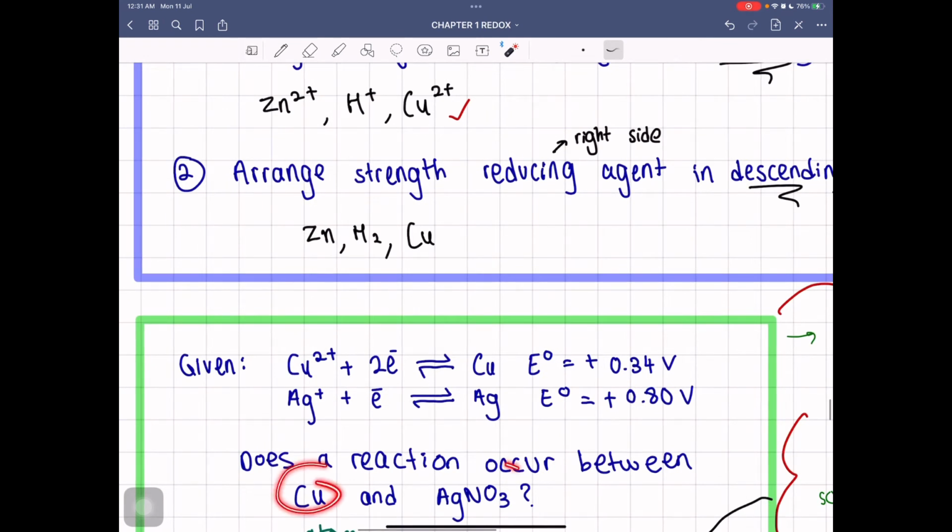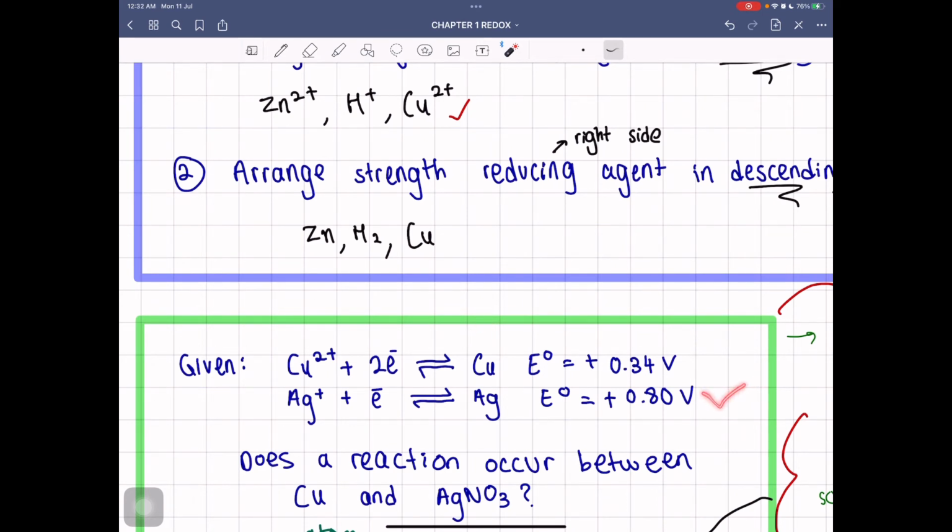So to find out whether or not a reaction occurs between these two, we have to compare the copper. Since the reaction is between copper and silver nitrate, and there's no nitrate here, we just take the silver ion. So looking at the silver ion, it is on the left side, and the left side is the oxidizing agent and the right side is the reducing agent, right?